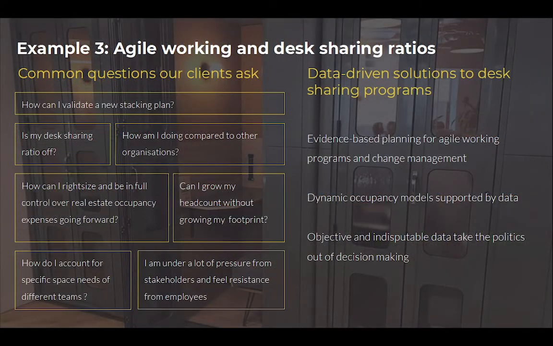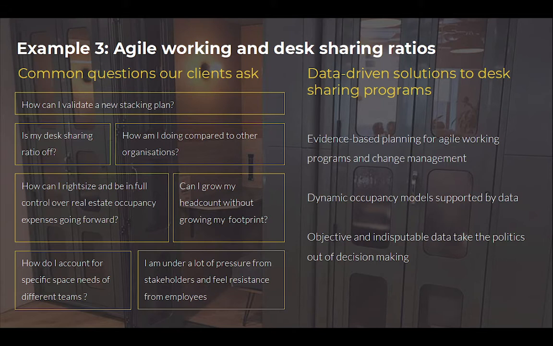And my last example here is probably one of the most crucial areas for using automated utilization data, and this is desk sharing ratios. So here, desk occupancy data are really indispensable because they can be a part of your foundation for evidence-based planning, also for your change management later on, for communication. Also, they can help inform dynamic occupancy models.